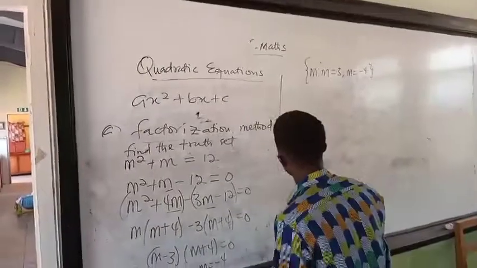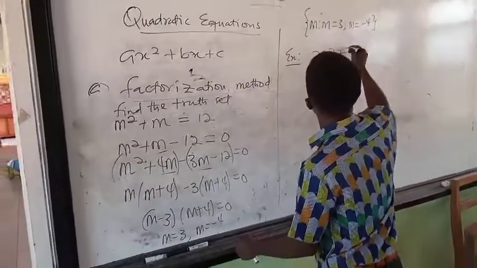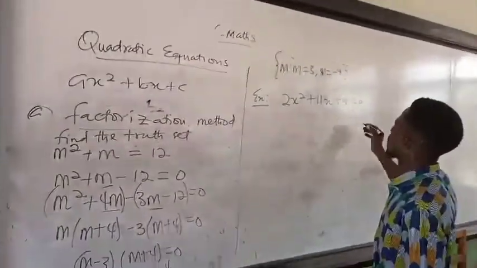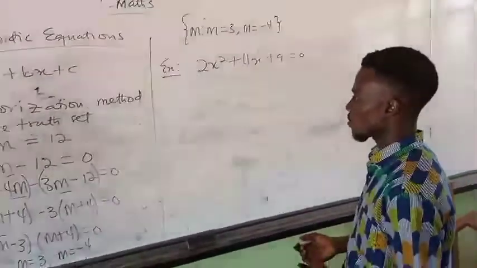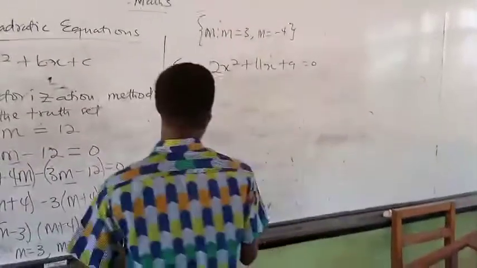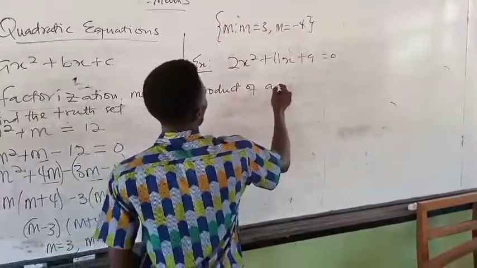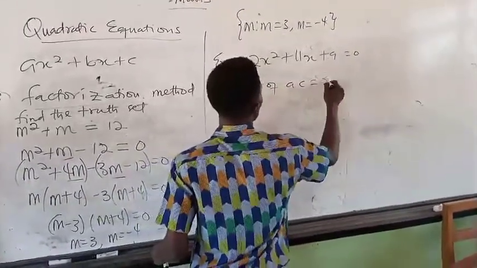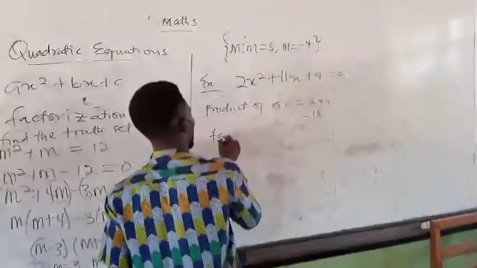Another example. 2x squared plus 11x plus 9 is equal to 0. First of all, you find the product of AC. Now here A is 2 and C is 9. It is 2 times 9, which is what? 18. Now you find the factors of 18.